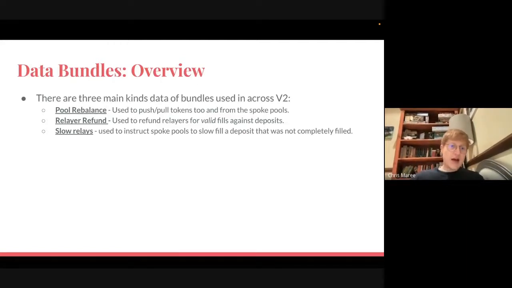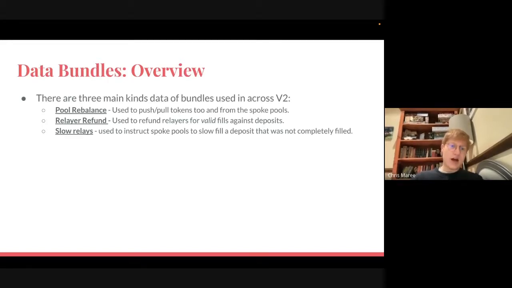So the second kind is a relayer refund. This data structure informs the spoke pools on how they should repay the relayers for valid fills that they did against deposits. So for every deposit, like we went through in that example in the beginning, for every valid deposit and fill, there will be a relayer refund leaf that tells the spoke pool to pay back the relayer for the action that they did.